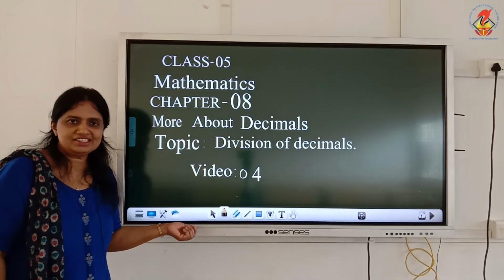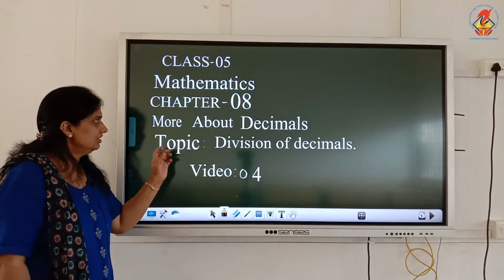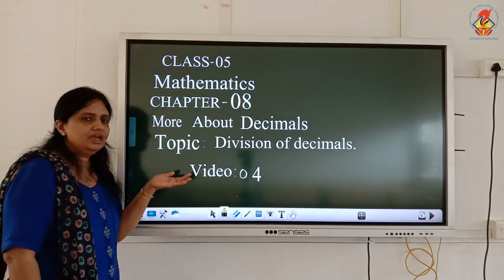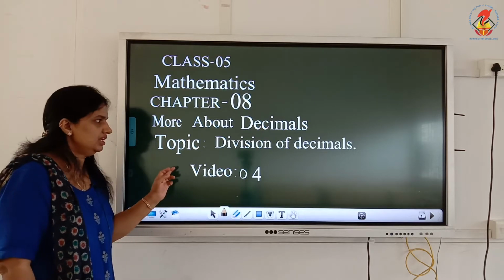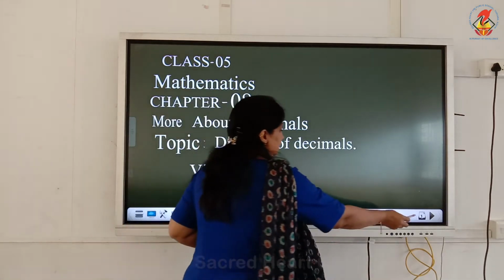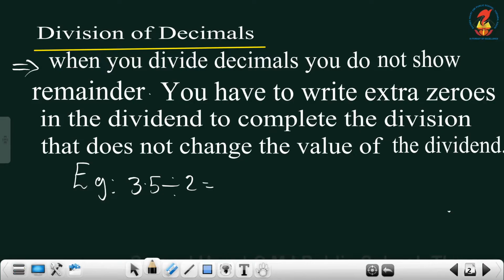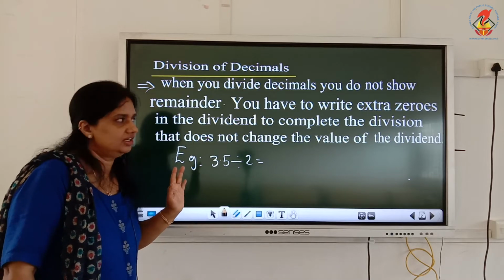Dear children, let us continue with the same chapter, which is more about decimals, and today I will give you a new topic, that is division of decimals. When you divide decimals, you do not show the remainder. In other divisions, we need to write the remainder also, right? But here, when you divide decimals, you do not show the remainder.